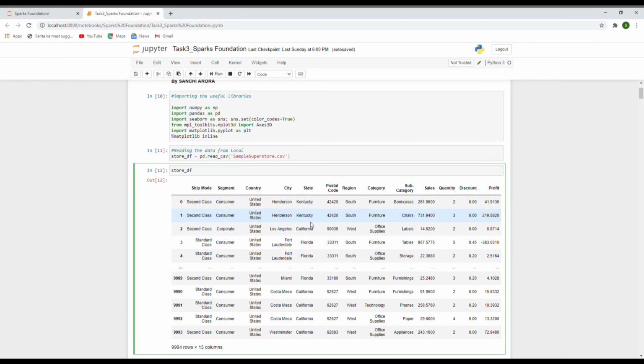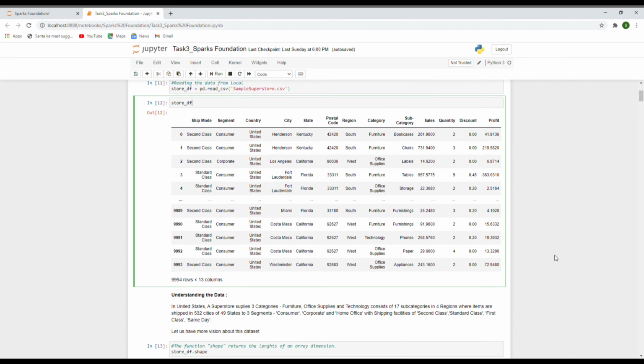This data set is basically about a superstore based in the United States, which has three categories of product, that is furniture, office supplies, and technology, which further consist of 17 subcategories, where these subcategories are distributed in 532 cities and 49 states, to three segments like consumer, corporate, and home office, with shipping modes of first class, second class, standard class, and same day. Right? So we have understood this data.